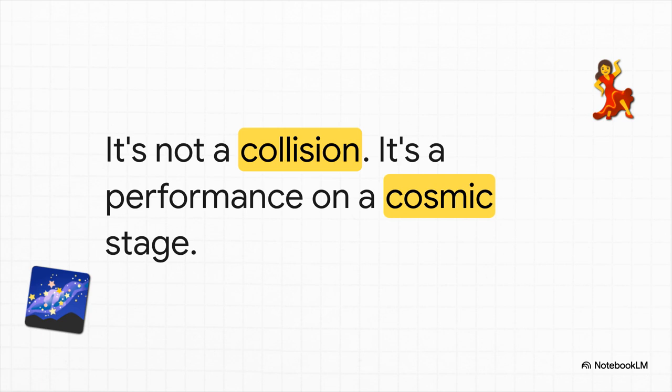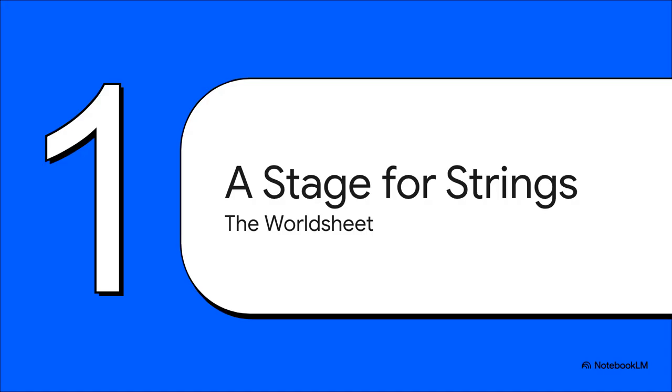See, a string interaction isn't just a single event happening at one point in time. Instead, as these strings move and merge and split, they actually trace out a continuous surface through space-time. It's less of a collision and more like a beautifully choreographed performance. Okay, so to calculate the outcome of this incredible dance, physicists first had to define this stage where it all happens. And in the language of string theory, this cosmic stage has a name, the world sheet.